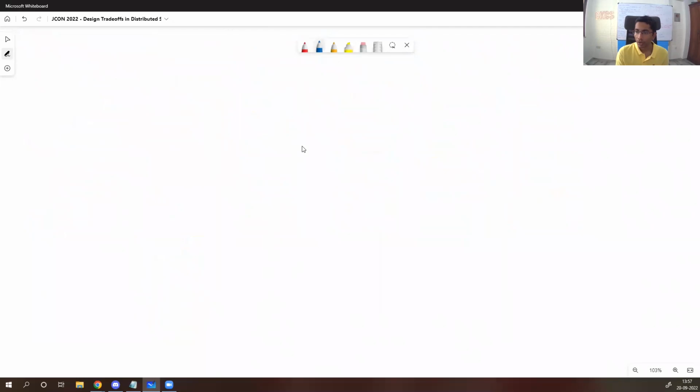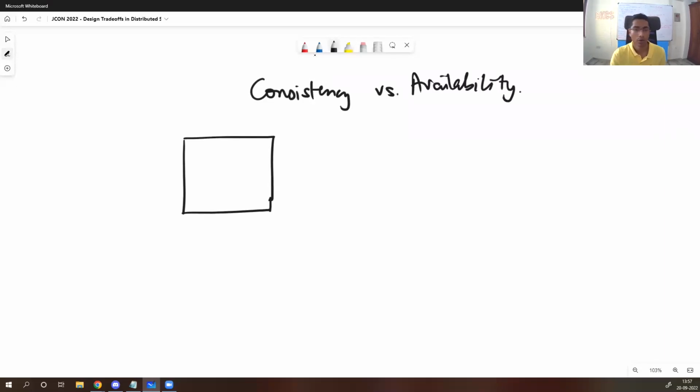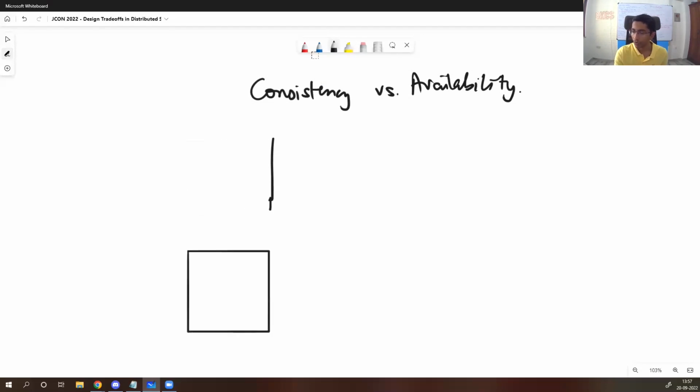Okay, then. Let's go for a more commonly talked about trade-off. Probably the most common trade-off in distributed systems is consistency versus availability. Okay. So what does this mean? This is applicable mainly for distributed systems. So I'll add another box over here. Okay, I'll get rid of this.